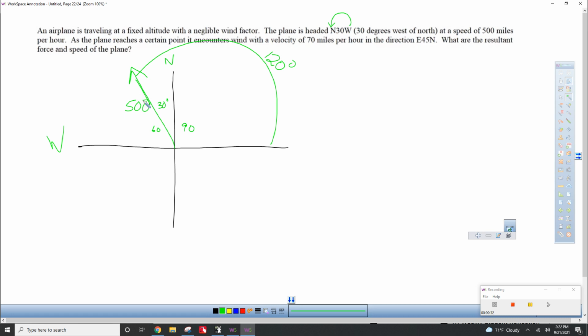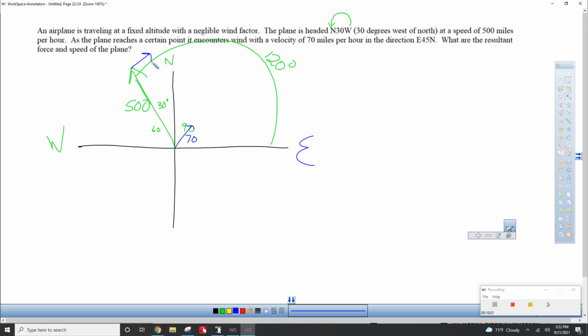Now, it's encountering wind. Hey, yay for construction. It's encountering wind at 70 miles per hour, 45 degrees east of north. So there's north. The wind is much smaller. It's only 70 miles per hour. Now, remember what we said. The vectors can exist anywhere.